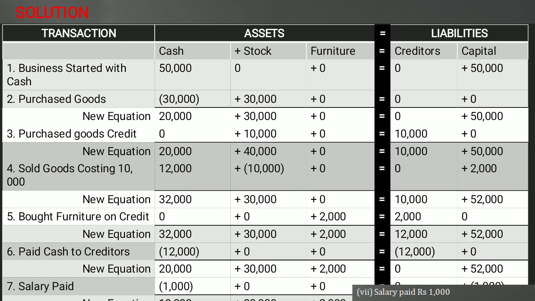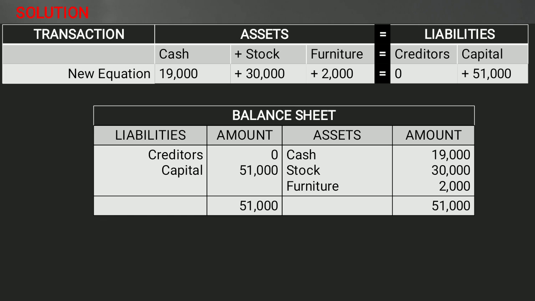So here you can check, cash was 20,000, after the payment of 1,000 it will be 19,000. So you can note down somewhere else. Stock, it will remain 30,000. Furniture, it will remain 2,000. Creditors, that is 0. Capital, it was 52,000, but after the payment of 1,000 it will be 51,000. So here we can check the final new equation after all these transactions: revised cash 19,000, stock 30,000, furniture 2,000, and creditors 0, and capital 51,000.